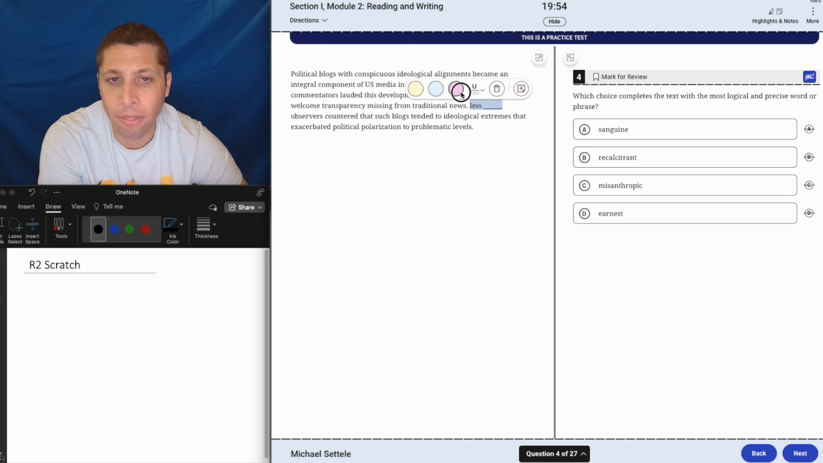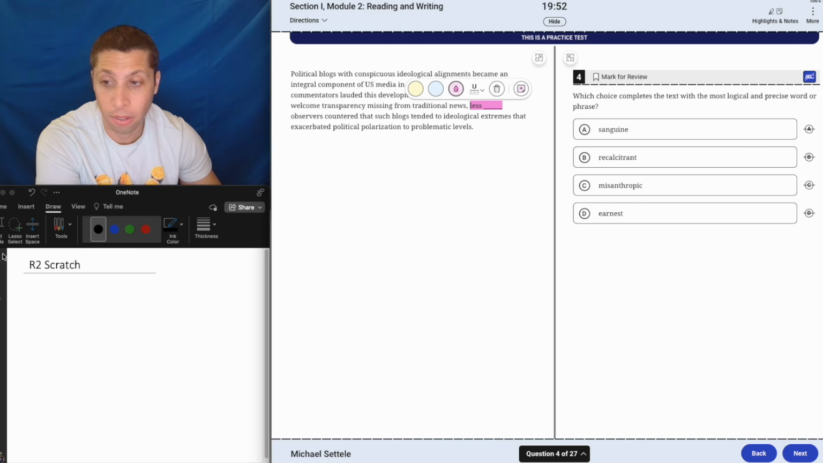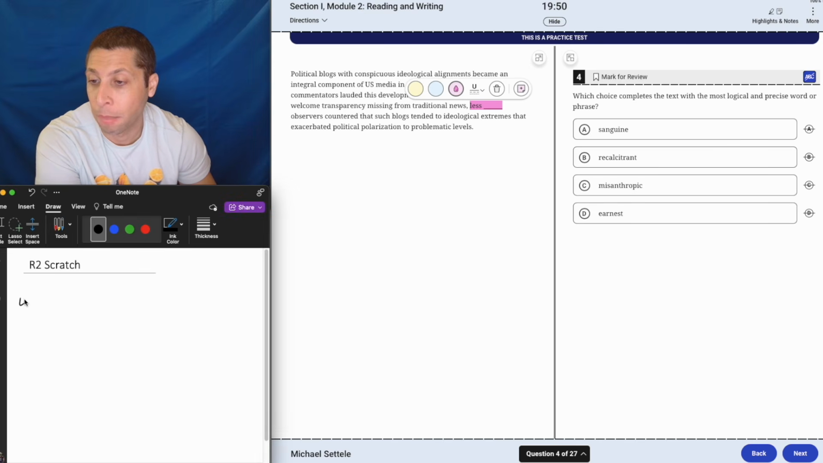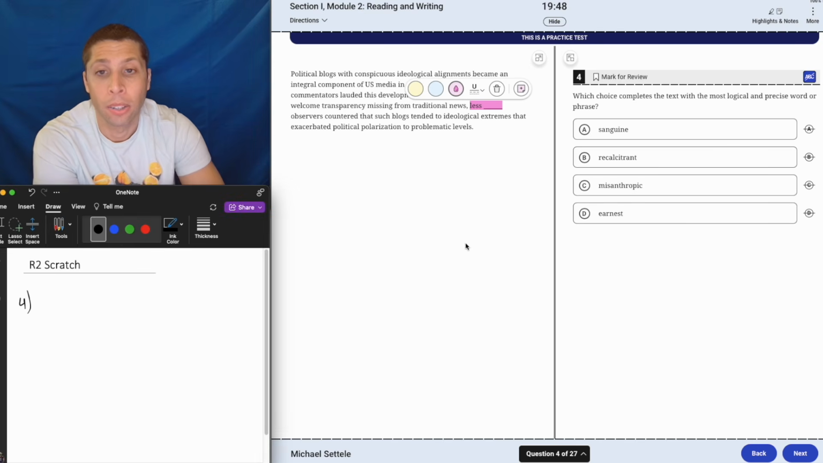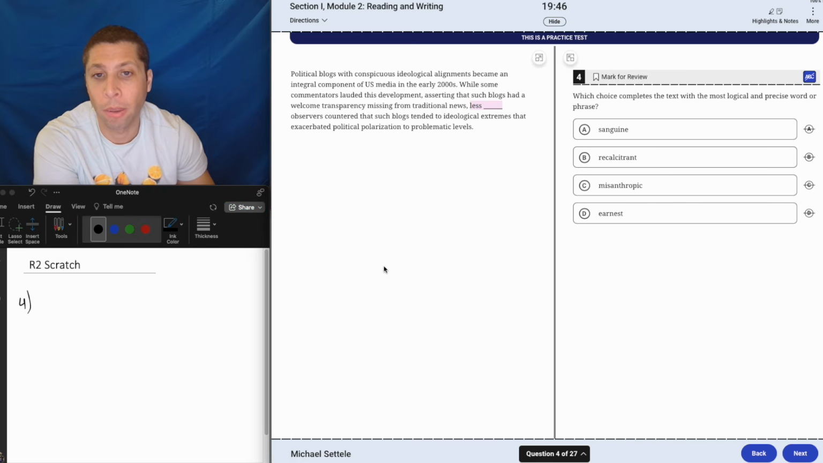So this whole thing is negative. This is a good example of think about this for a second and make sure you don't make a mistake, right? So while some commentators lauded, meaning praise this development, then we're going into this and we need this to be negative. But we have the word less in front, which is negative. So in order to do that, we need a positive word here.